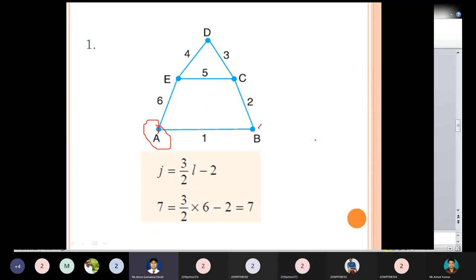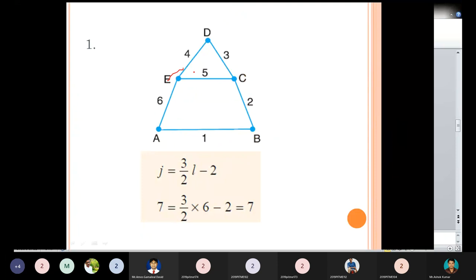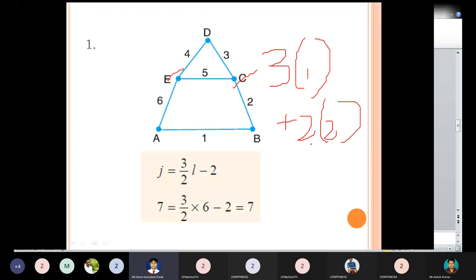Okay, who is that? What is your name? Blessen, very good. Okay, A, B and D are binary joints. What about E and C? Ternary joint, sir. Now, how many binary joints? 3 binary joints. So, 3 into 1 plus how many ternary joints? 2. 2 into 2. So, total value is 3 plus 4. That is 7. So, you can put it in this equation.